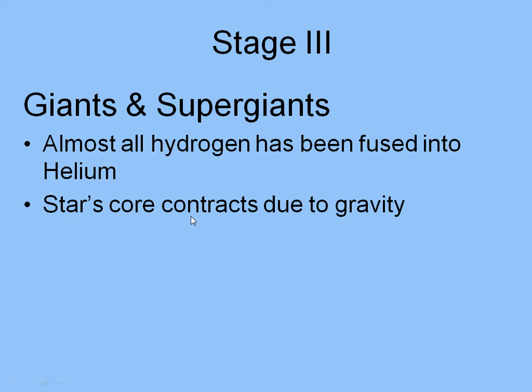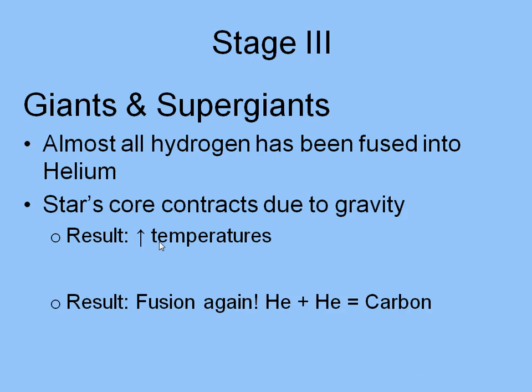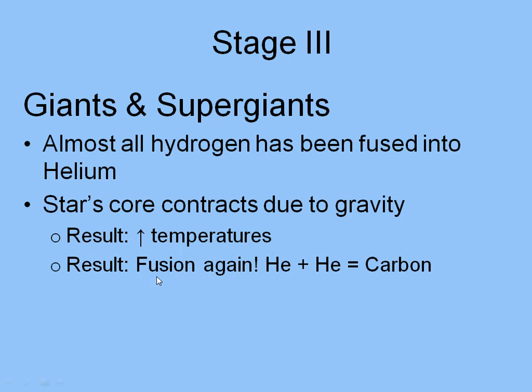Then the core inside the star is contracting because the gravity is trying its best to hold it together. But what happens is the temperatures go up. And what we saw on the scale is that when temperatures go up, the colors change to a bluish color, right? So again, we see fusion taking place, the helium and helium.